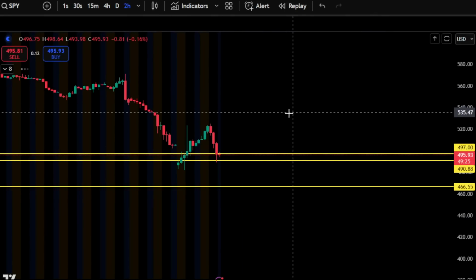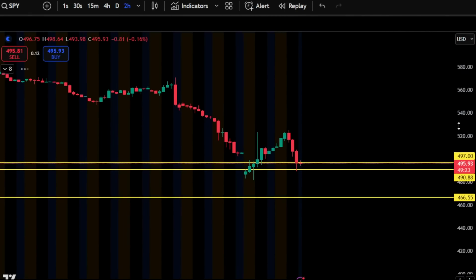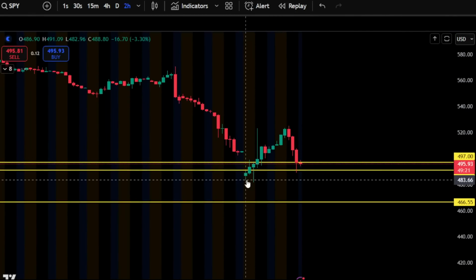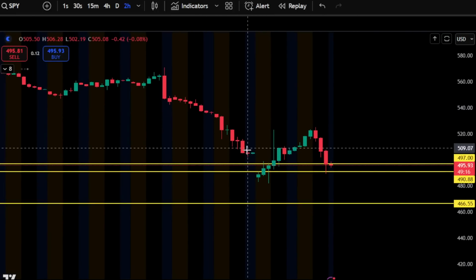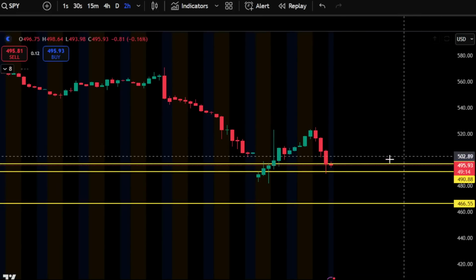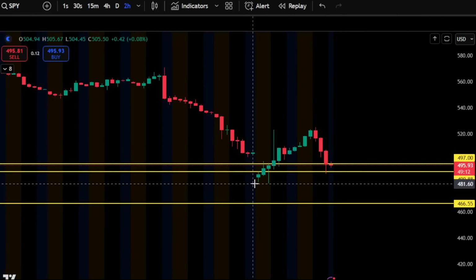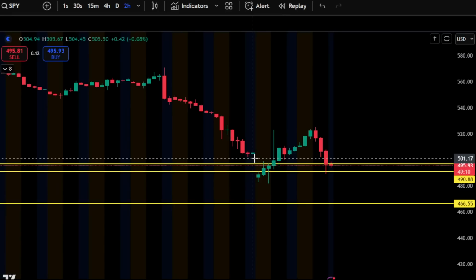So, for example, we look at the 2-hour time frame, right? As you guys can see, we already went below this 490 level, right? But I wouldn't take this trade. Why wouldn't I take this trade? Because you gapped down. You don't chase gaps, okay? You're chasing a falling knife.